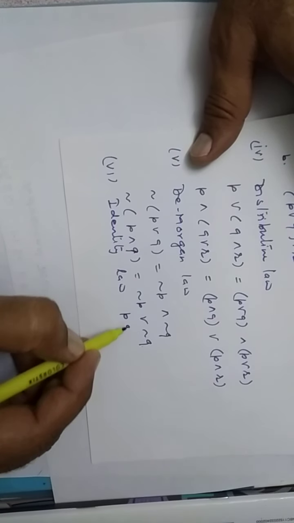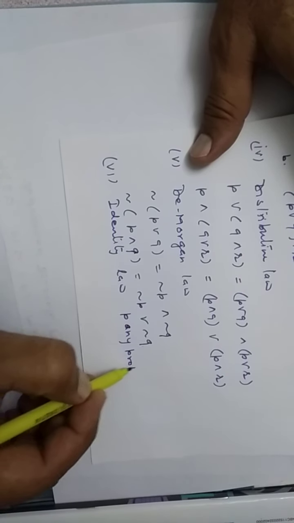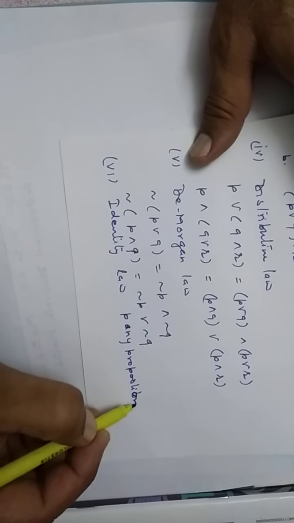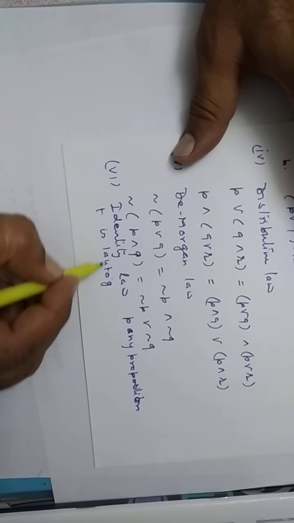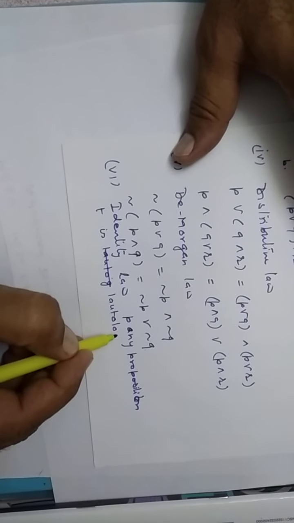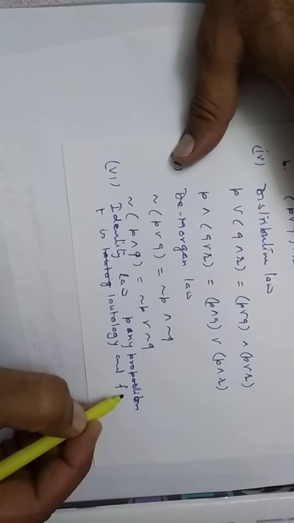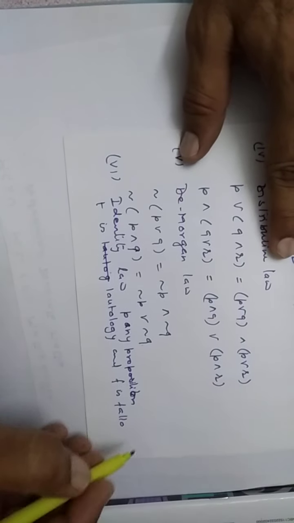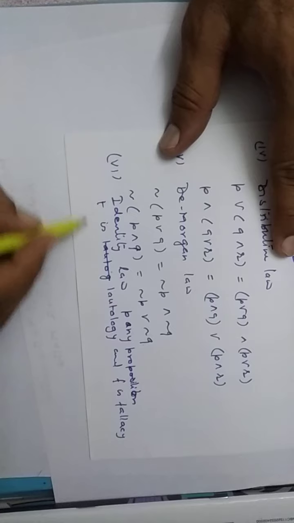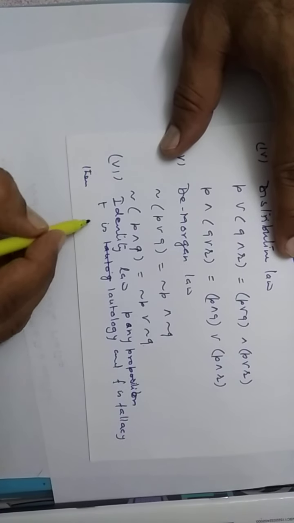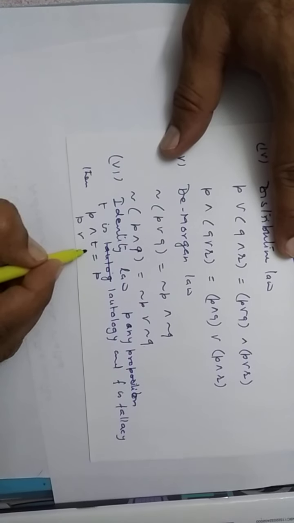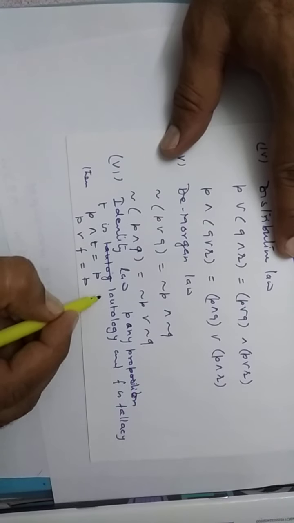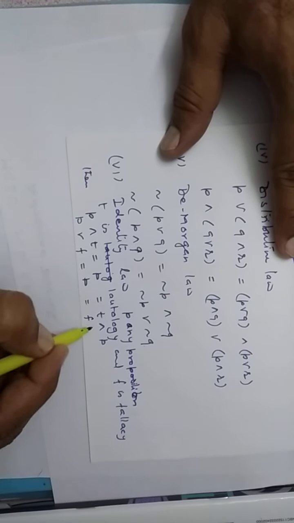P is any proposition, and T is tautology, and F is fallacy, then P and T is always P, and P join F is always P. This is T and P, and this is F join P.